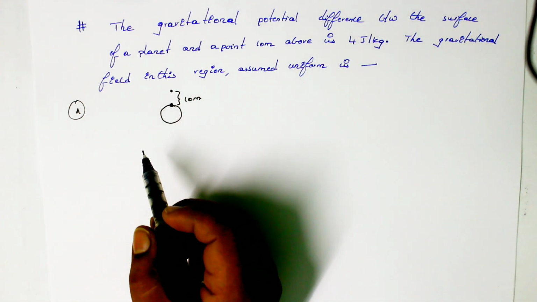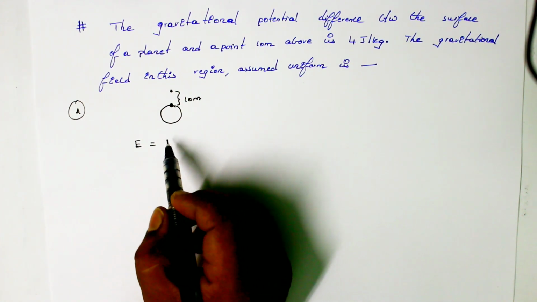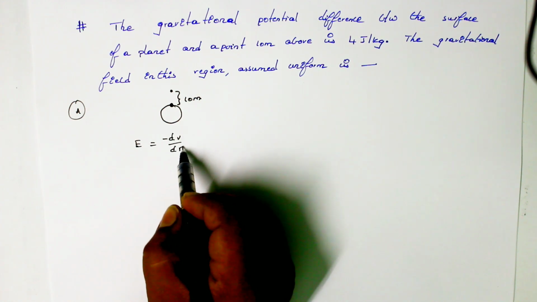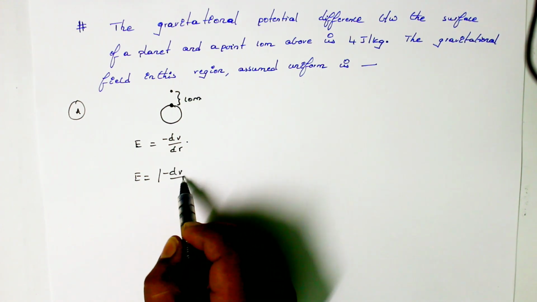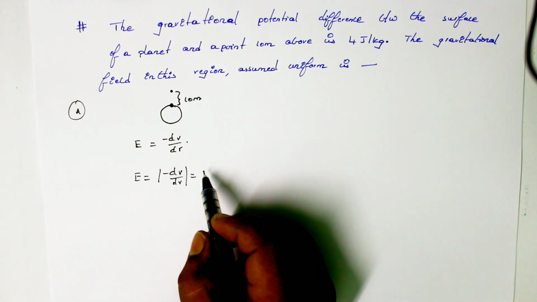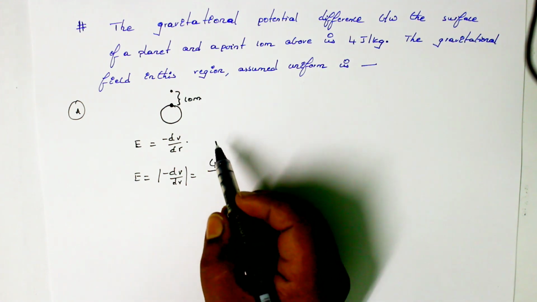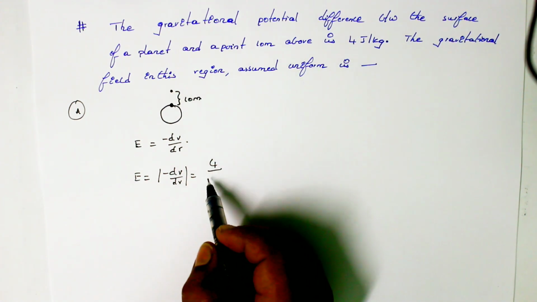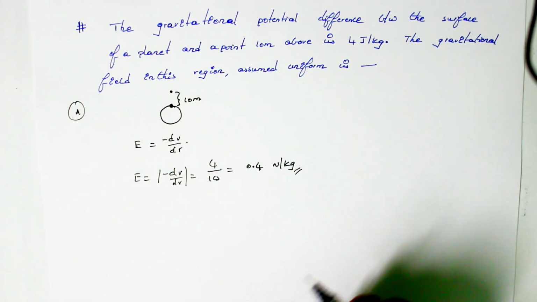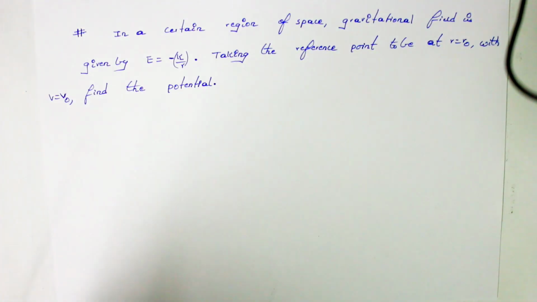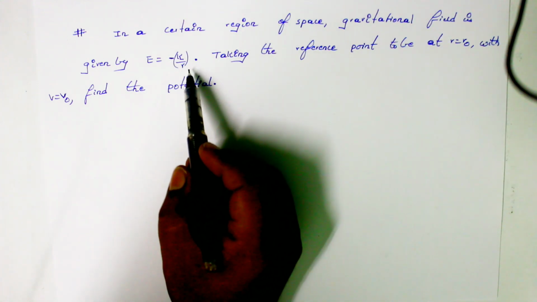Gravitational field is nothing but gravitational field intensity, or you can call it gravitational field strength also. It is given by minus dV divided by dr. So we will calculate the magnitude. The magnitude of minus dV divided by dr is equal to, the change in potential is 4, and the distance between both the points is 10. So this is equal to 0.4 Newton per kg. Now let us see this question. In a certain region of space, the gravitational field is given by E is equal to minus k by r.